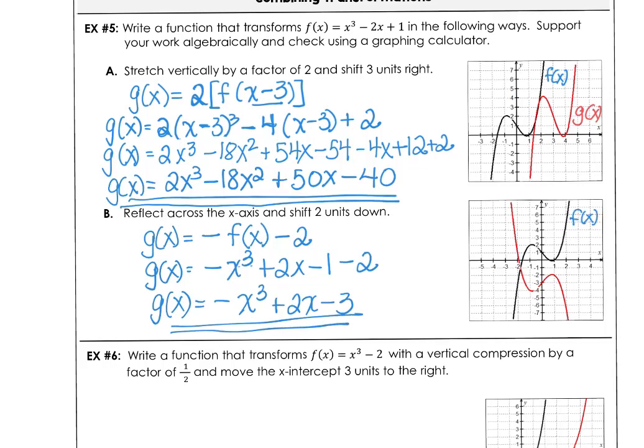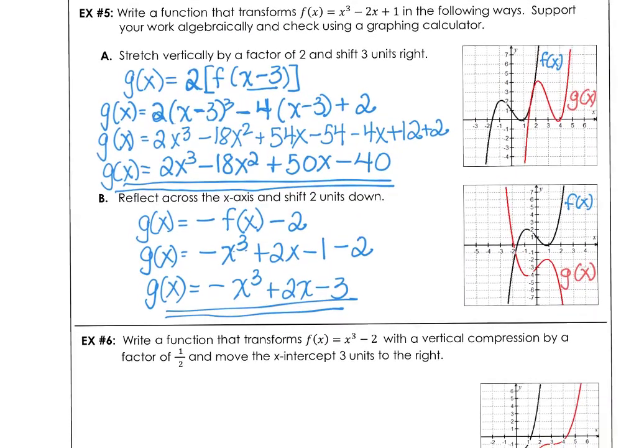F of x is the parent in black, and g of x is the reflected across the x-axis and shifted 2 units down. So you can tell by looking at the picture, what was up here is now down here, and what was down here is now up here. So we did reflect across x, and we shifted the point 2 units down. So everything went, instead of being plus 1, we shifted it down 2 places and reflected over.